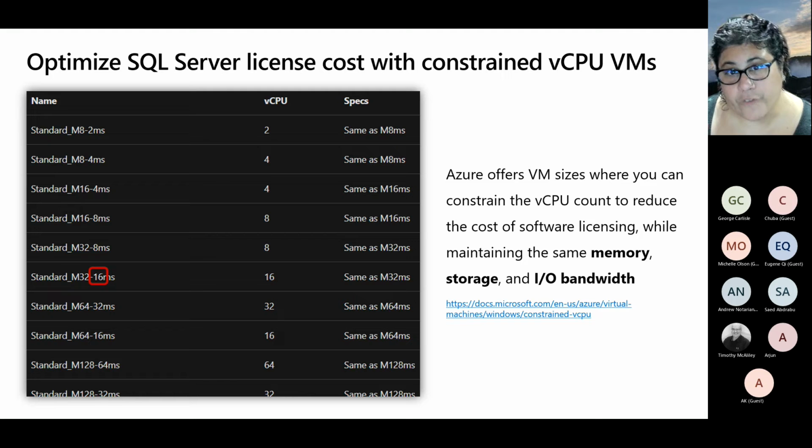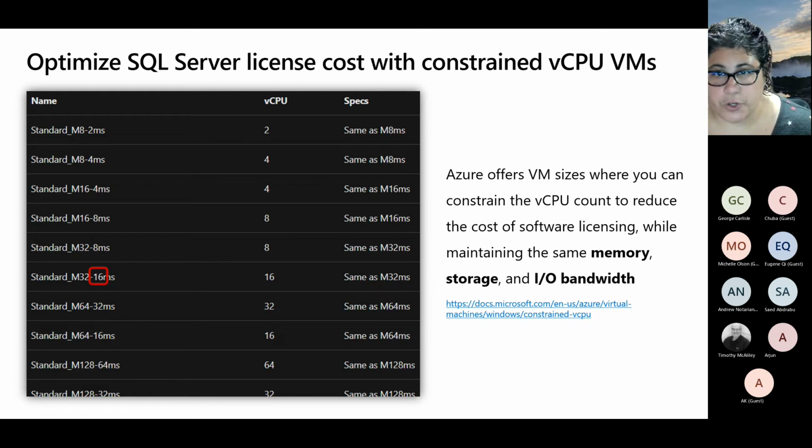So what the constrained core VMs allow you to do is get those specs of the M32, but only 16 cores, which means you're only paying for 16 cores of SQL Server. This is a great way, if you don't have exactly the right mix of number of vCPUs and memory and IO throughput on the VM that's offered, then you can hopefully get one of these constrained core VMs. And this will allow you to reduce your licensing costs, but still get that benefit. So that's anything that has a dash and a second number. That's what that means. That's a constrained core VM.